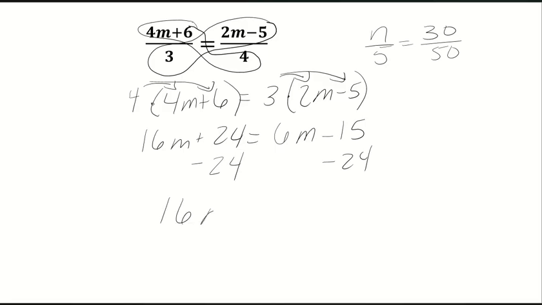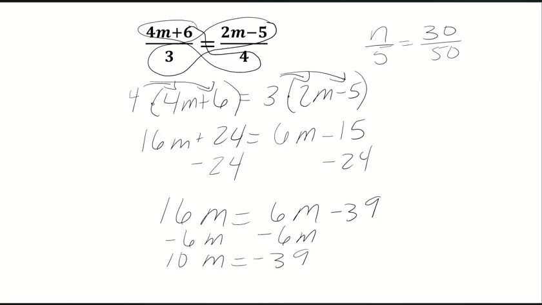I'm going to come down here, 16m. That's going to cancel. Then I'm going to do negative 15 minus 24. And that's going to give me 39. Well, let me bring down my 6m and I have my 39. Again, I want to solve for m, so I want to bring 6m over using subtraction property of equality. Again, those properties are very important for you to look at and use.